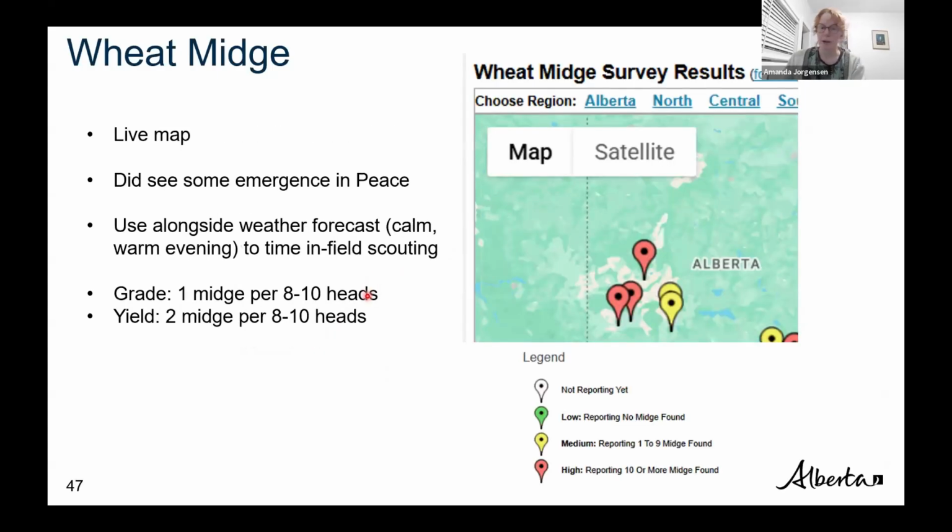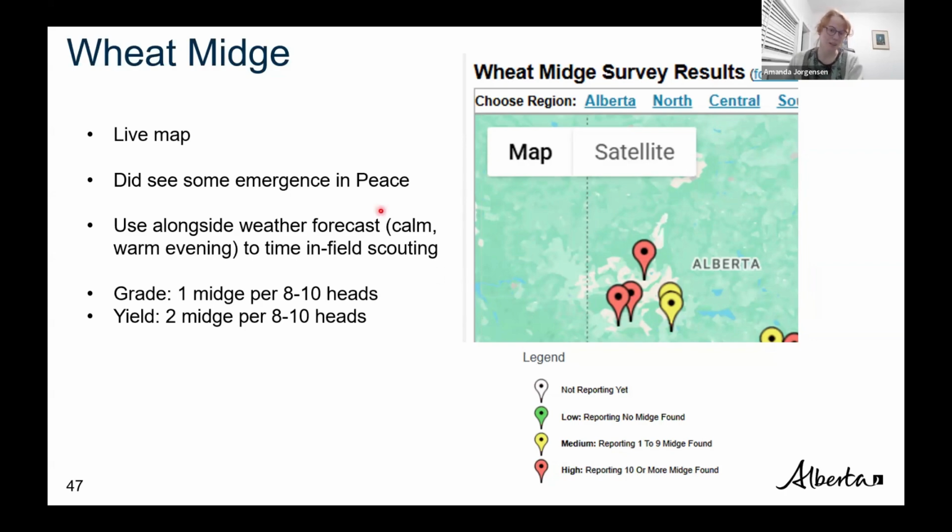And when you're prioritizing that scouting, this is where that live map really comes in handy. So we did see some emergence occur in the Peace. So even though it was dry, some of those wheat midge did still come out. We do think that we didn't see much wheat midge later on because, at this point that the map was captured, it was fairly late in the season. So those midge showed up a week or two later after we saw heading begin. So there was probably a bit of mismatch in some of these fields, and the wheat just wasn't necessarily susceptible anymore.